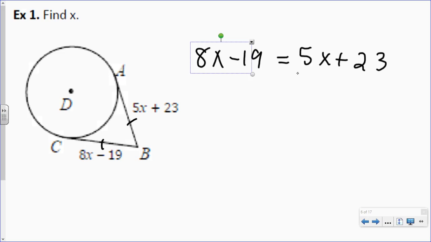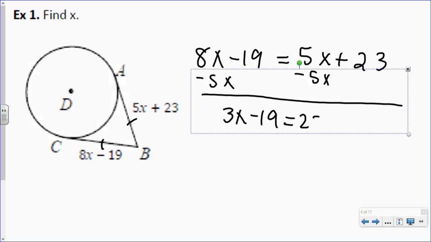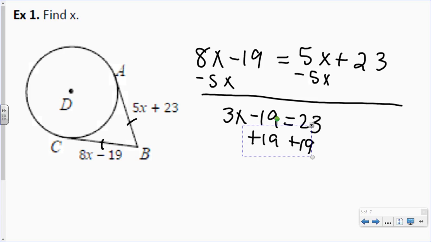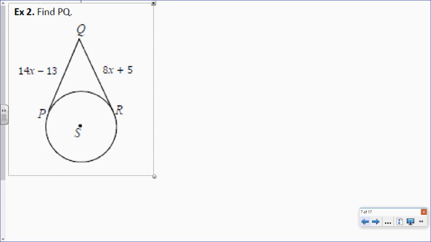So we're going to subtract 5x from both sides. And so we end up with 3x minus 19 is equal to 23. Add 19 to both sides. And we end up with 3x equals 42. And then divide by 3, you get x is 14. And so since this question is just asking for x, we are done. Now if we needed to find AB or BC, we would just take x and plug it in.